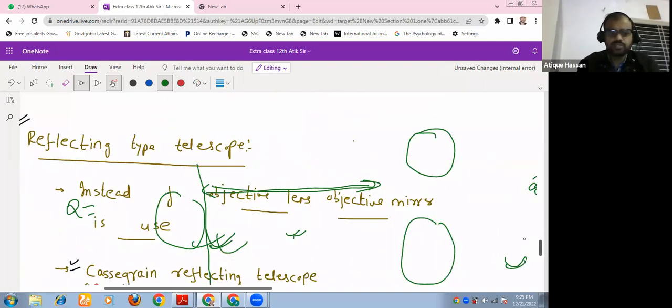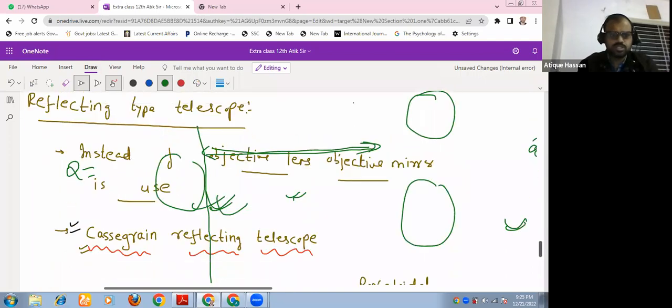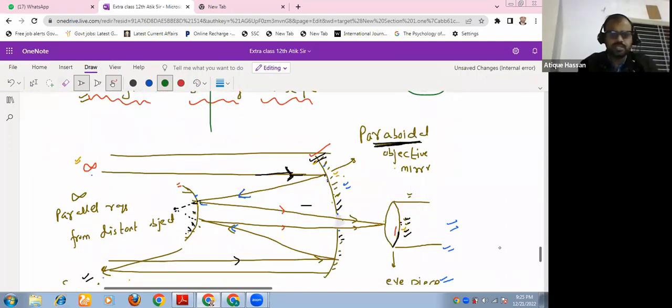Moving to the next type of telescope, that is the reflecting telescope. That is not so important. Generally, you will be asked from the refracting type only. So let us have some discussion based on that. So this is the reflecting type of telescope. Just to understand, generally questions are not asked. In the reflecting telescope, generally we are using mirrors.